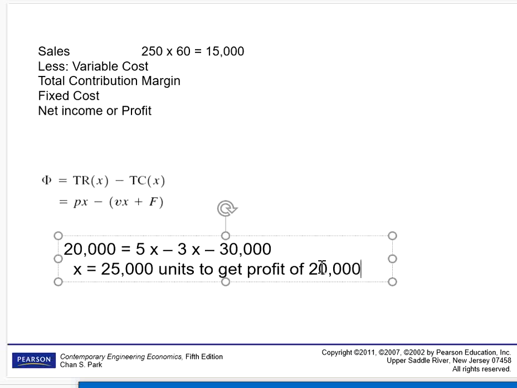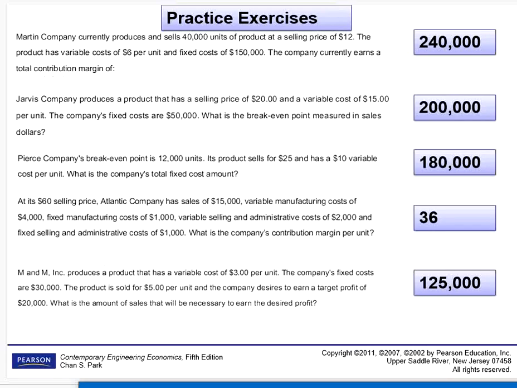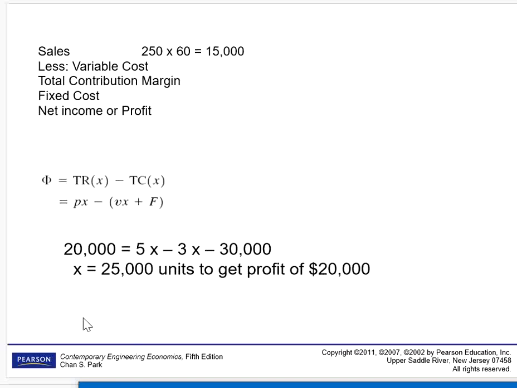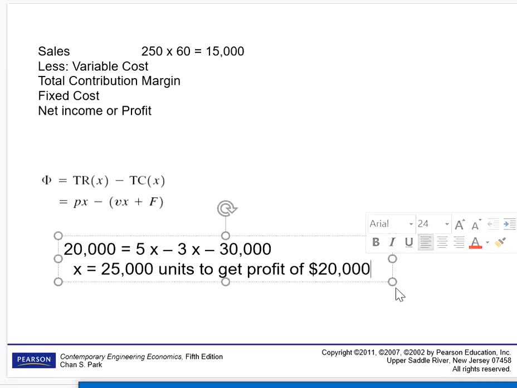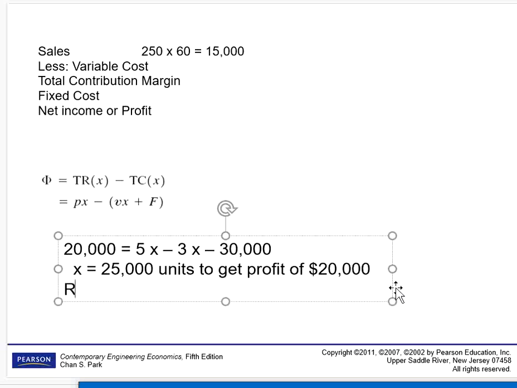So if you want to get a profit of $20,000, this is what you must sell. Let's see what the question says. The question says, what is the amount of sales that will be necessary to earn this profit? What is the amount of sales? How do we calculate the amount of sales? Total sales. Can you tell me how to calculate? So required sales, or we call it target sales, right? So what will be the target sales?